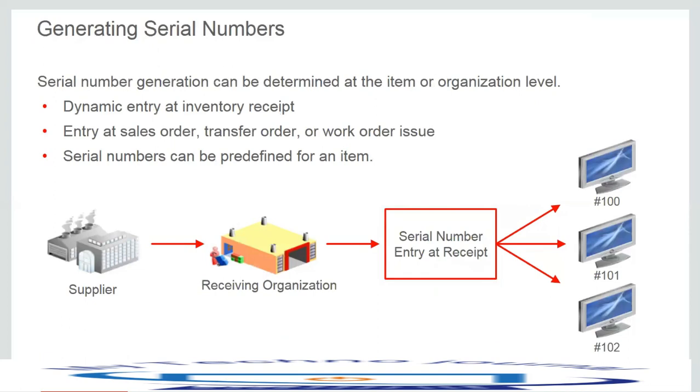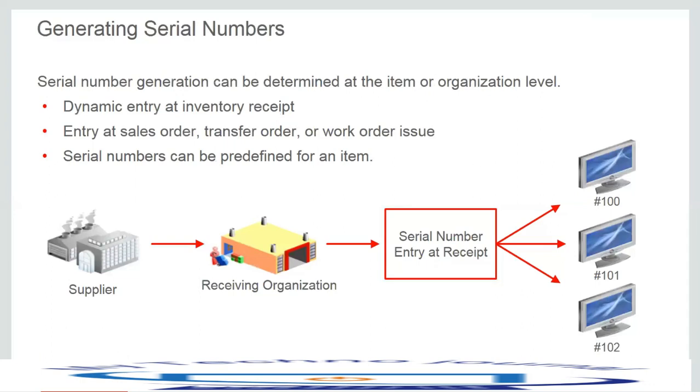If you specify no serial number control as the serial number generation option, the system does not enforce the serial number control. If you specify predefined serial number as a serial number generation option, then you must predefine the serial numbers for that particular item. If you select entry at sales order, transfer order or work order issue as a serial number generation option, then you can enter the serial number when performing a sales order, transfer order or work order issue transaction.